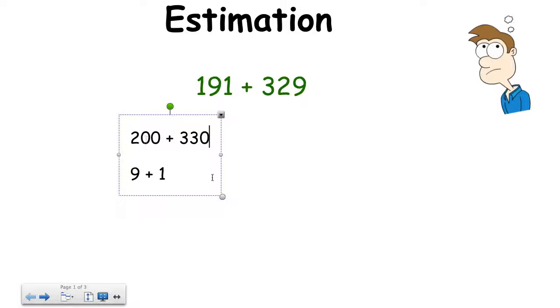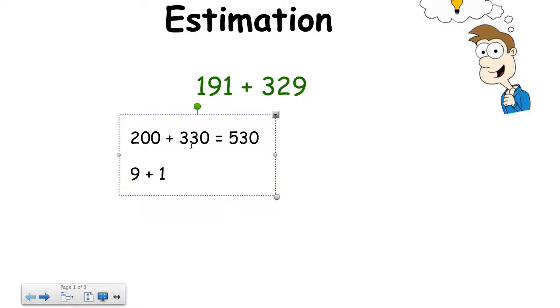If we add 200 to 330, that gives us 530. Or we could think of it as 200 plus 300 plus 30 equals 530.